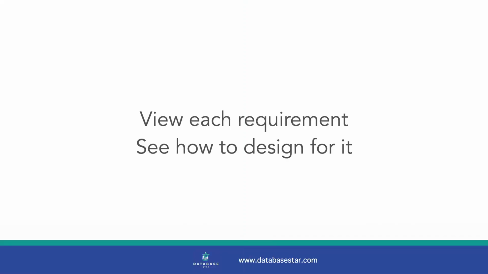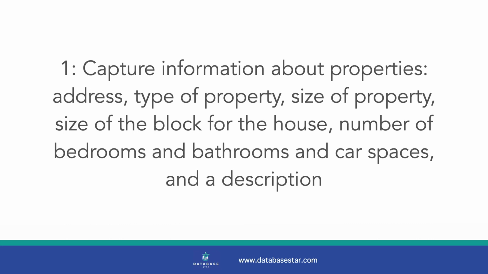Let's get started. Just like with my other videos, we'll look at each of the requirements we want to design for, then show how we will capture that on the diagram. Our first requirement is this. We want to capture information about properties, including the address, the type, size, and a few more attributes. If you've ever browsed a website that shows properties for sale, this might seem familiar to you.